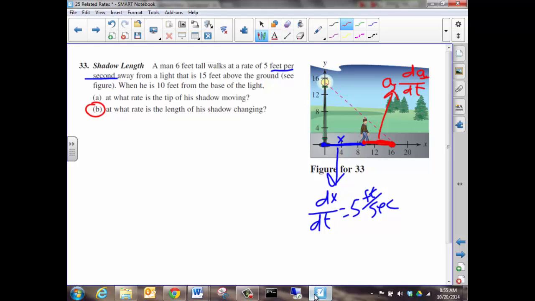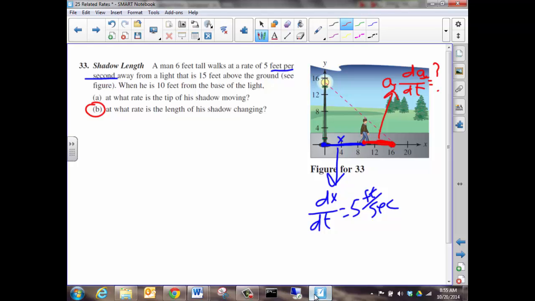So we're going to call this A. So dA dt is changing. Now here's my question. Is that dA dt the answer for A or B? B. At what rate is the length of his shadow moving? Shadow changing, I'm sorry. At what rate is the length of his shadow changing? Because A is the length of his shadow, so we want to know what dA dt is. Then what is A asking for?